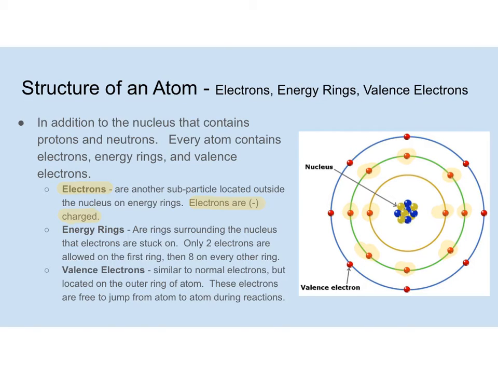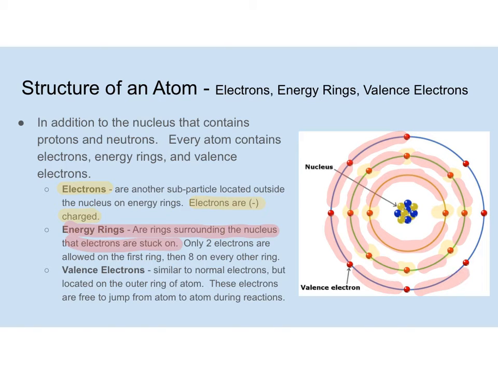Okay? Now, the other thing we have are energy rings. So these are the rings surrounding the nucleus that the electrons are stuck on. Electrons can't just float anywhere. They have to be stuck on these rings. Now, again, the nucleus is not considered a ring. But here's my first energy ring highlighted. There's my second energy ring. And this will be my third energy ring. Okay? So this atom happens to have 3 different energy rings.